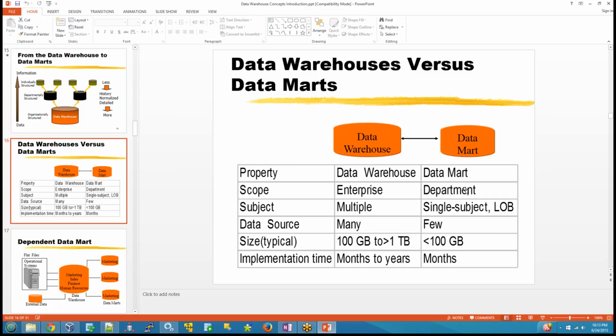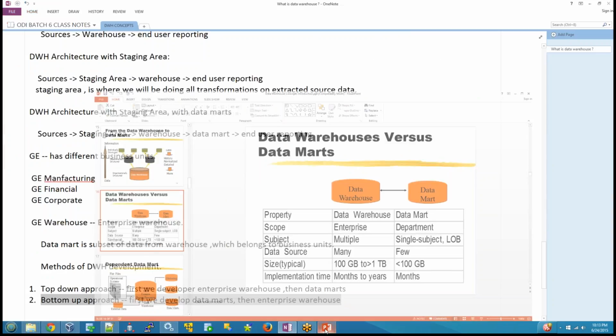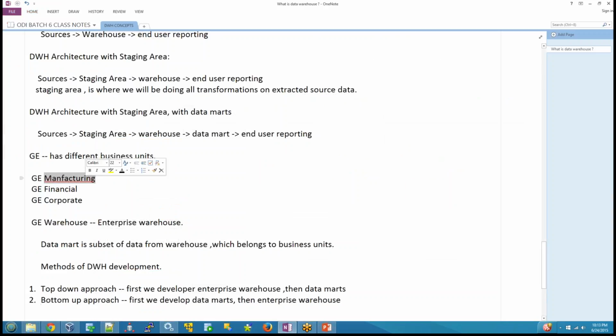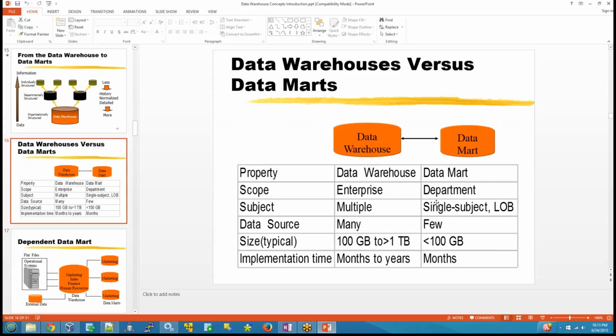So the data mart is department specific. It's subject to a particular department. Here, the warehouse subject is multiple subjects. Why I'm saying it is multiple subjects is, I can have manufacturing subject information, financial information, or corporate information. So three kinds of information. But the data mart is a single subject. Only the data that belongs to financial, only data belonging to a particular department, for example the corporate department. So the amount of data is a subset.